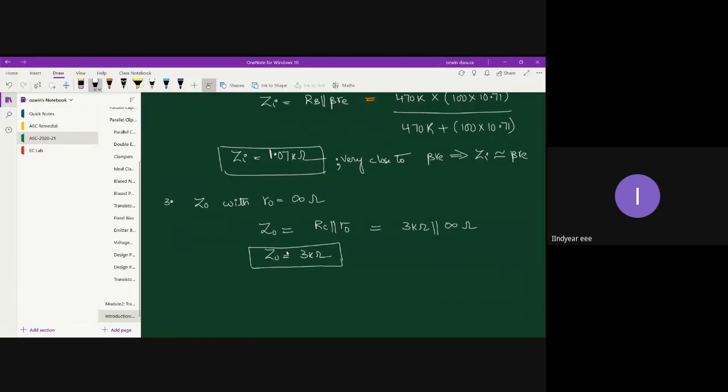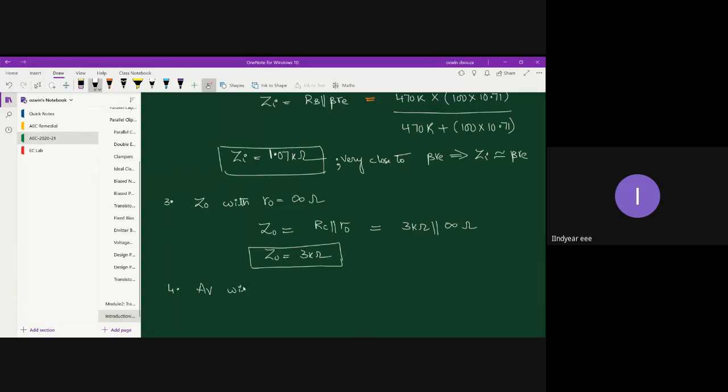Why is that so? Because when you have two resistors connected in parallel, one having a low resistance value and one having an extremely high resistance value, the current flow through the infinity ohm resistor is 0. So it gets isolated from the circuit. Hence, you will be left with only the finite resistance, which is the 3 kilo ohm resistor. So that's your Z0, third one.